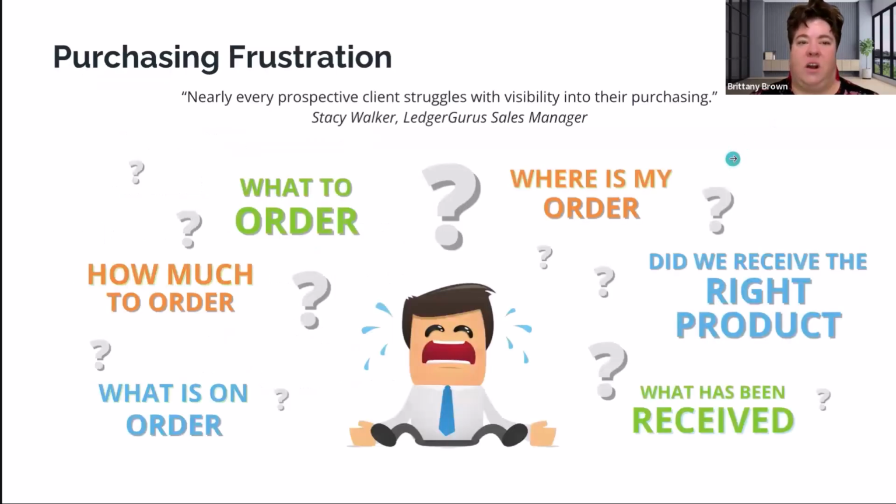I believe I'm passing it over to Carly to introduce these concepts for us around purchasing frustration. Yes. So we have a lot of clients come to Ledger Gurus, and their main pain point usually is around inventory. And a lot of times that is around purchasing, because that's how we get our inventory in the first place, right? And so they'll ask us stuff like, I don't know what to order, and I don't know how much to order. I don't know what's on order. Where am I ordering? Did I get the right thing? Have I received it all? When am I going to receive it all? So they ask us all these questions.